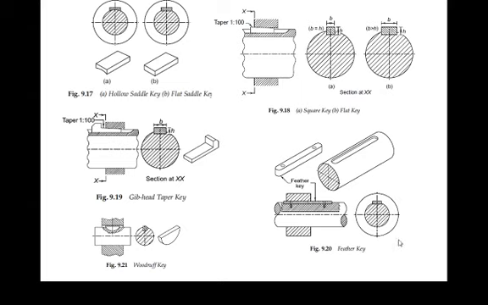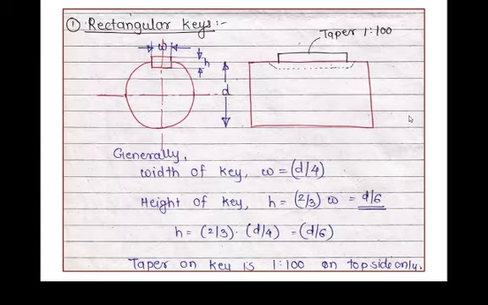Then the next type of key is the feather key. Now it is a perfect arrangement of a key, where the key will be screwed into the keyway. The slot that is available is called a keyway. See, this type of slot will be available and this type of key is available. There will be holes to provide a screw. This is called a feather key.